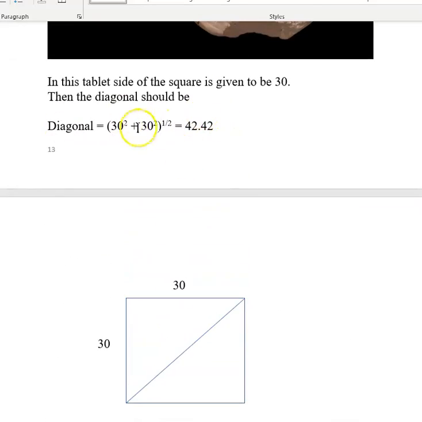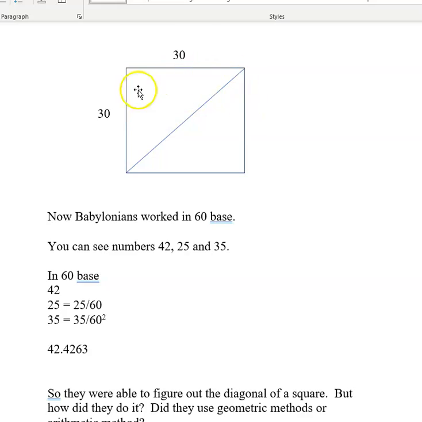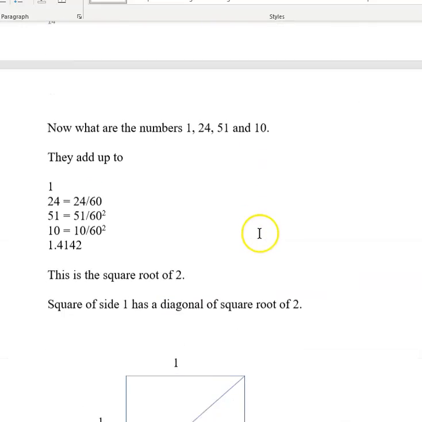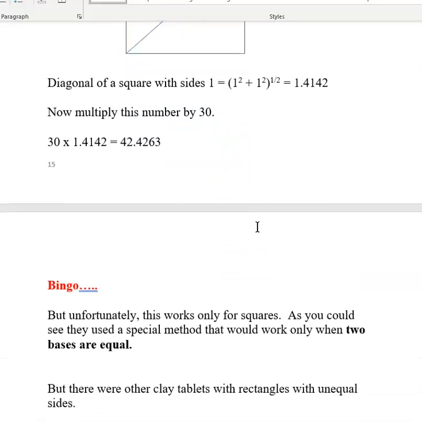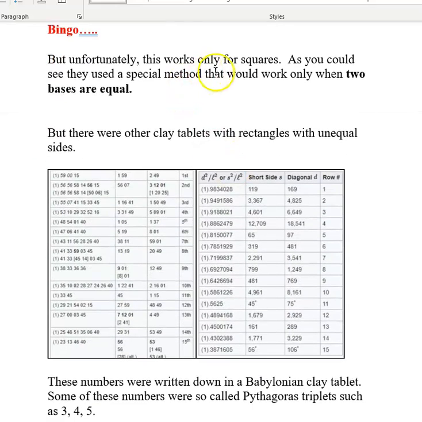So they did not really have the Pythagoras theorem as such. They didn't have this theorem, but they did a shortcut. They did 1, 1 and then multiplied by 30. That's what they did. So they didn't state it. But unfortunately this works only for squares. As you could see, they used a special method that will work only when the two sides are equal. This method will not work when you have, let's say, 3 and 4. It would work for 3 and 3 or 5 and 5, etc.